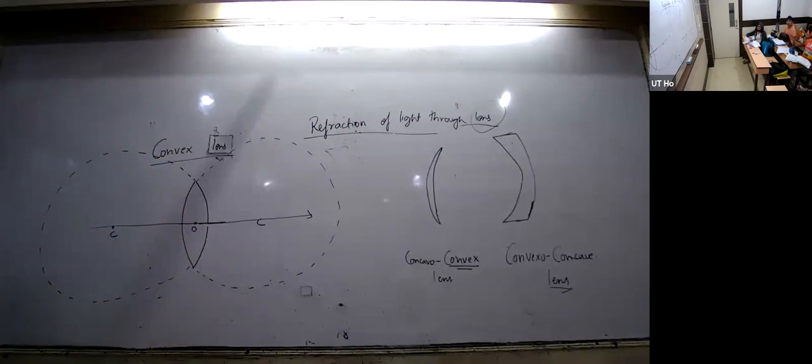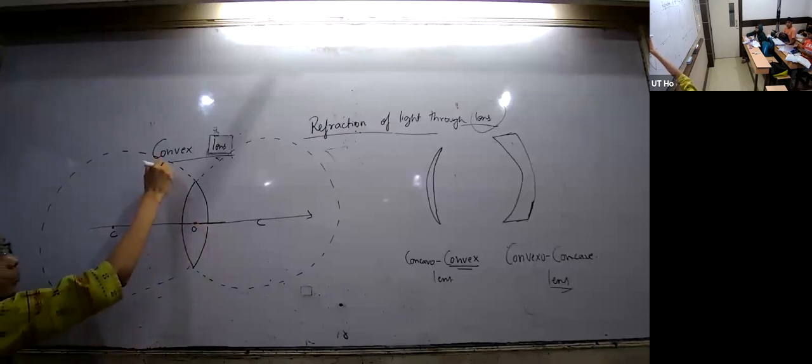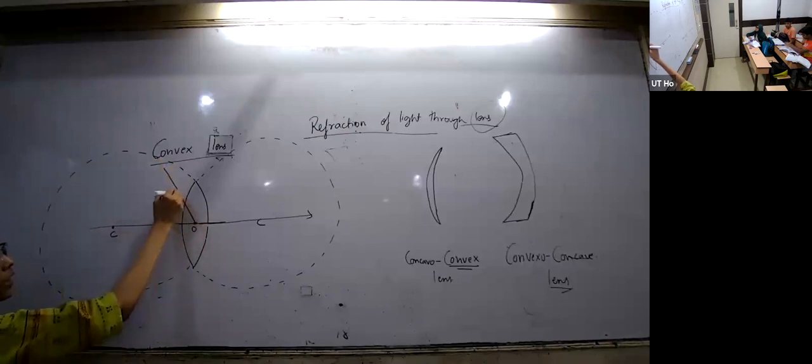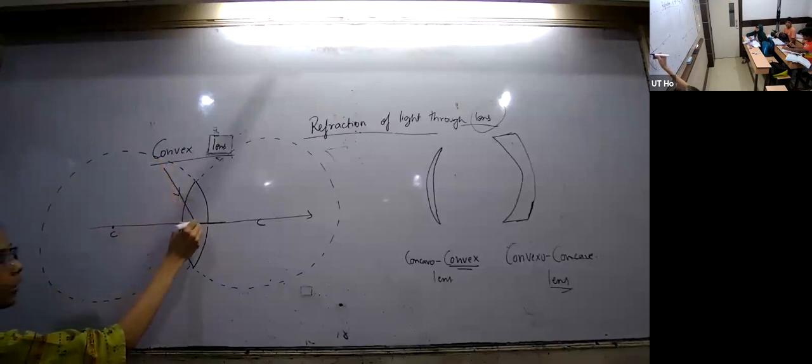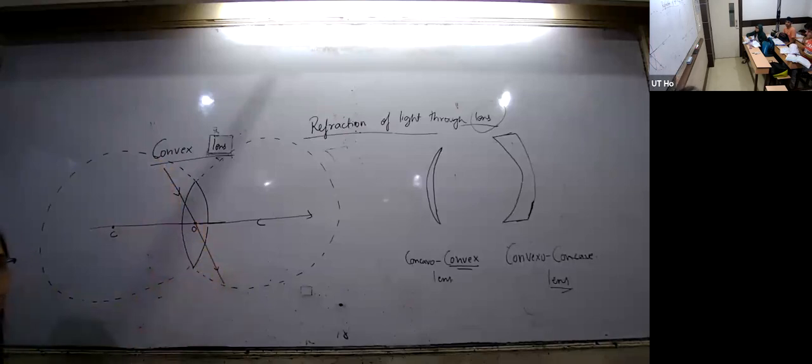Yes, so that is how it is defined. So what is optical center? Optical center is the point in the lens such that if a ray strikes at the optical center, it will pass through it without any deviation.